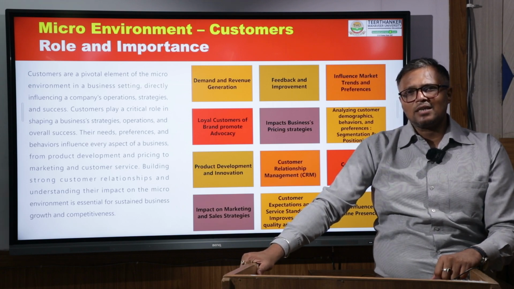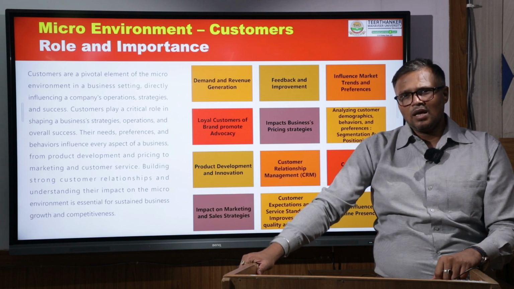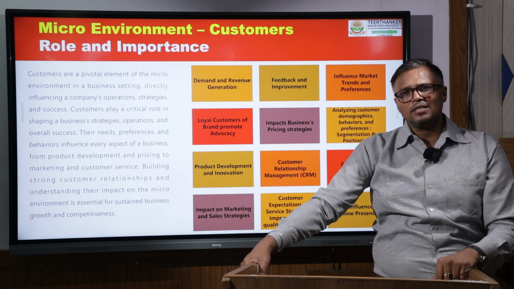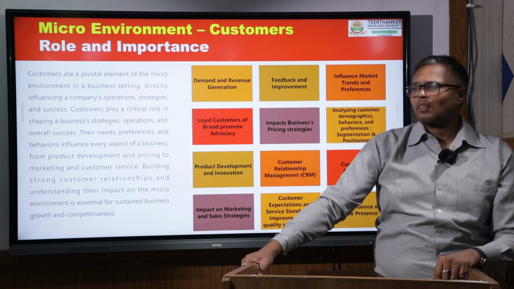And that pricing strategy is directly impacting the customers a lot. Any change in the pricing will impact the customer directly. It will impact the customer very directly.